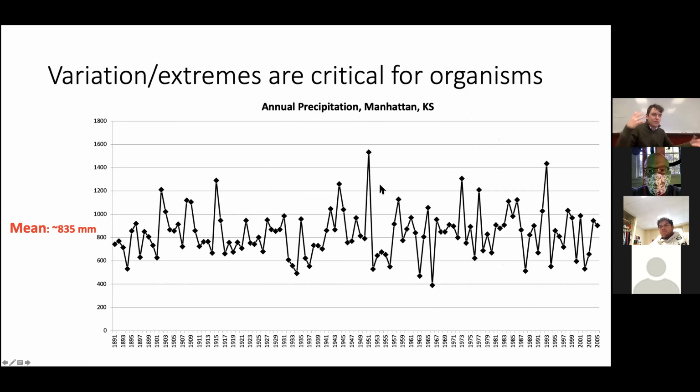The other thing that characterizes continental climates, besides that general pattern, is high variability from one year to another. So this shows the annual precipitation for Manhattan, Kansas over 100 years or so. Notice that there are some very wet years and there are some very dry years here. The shape of the curve that we saw in the Walter Lieth diagram is an average across all of this. But notice that you have very wet years and very dry years.